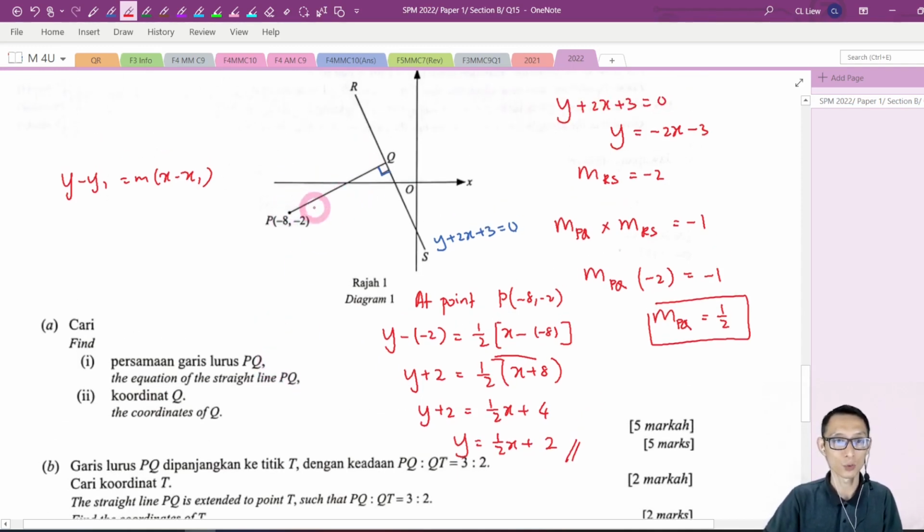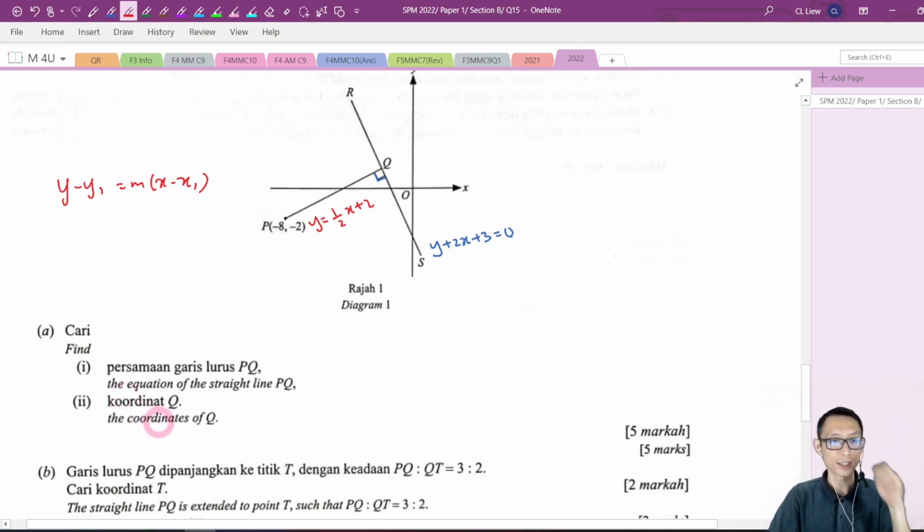Let me write down the equation. If you want to do one more step, you can multiply by 2, it becomes 2y is equal to x plus 4. This is also correct. Both are correct. Okay, y is equal to 1 over 2 x plus 2. This is the equation for the line PQ.